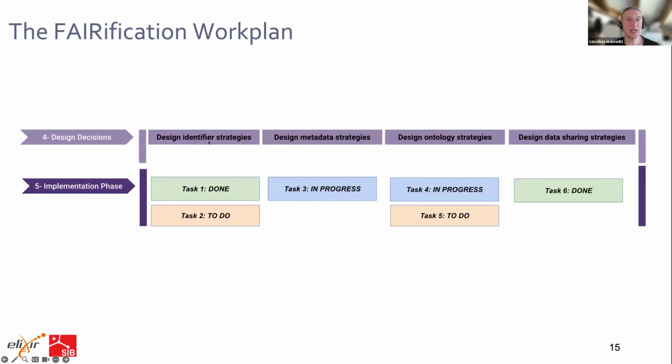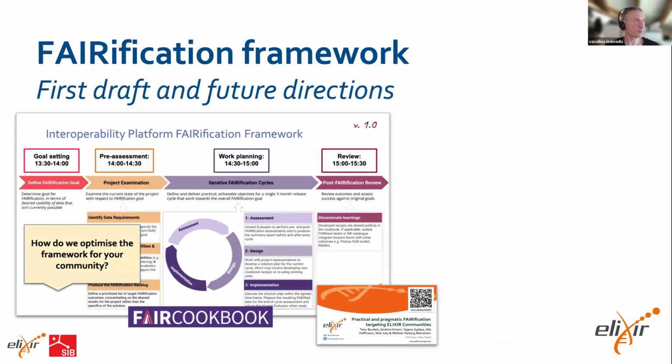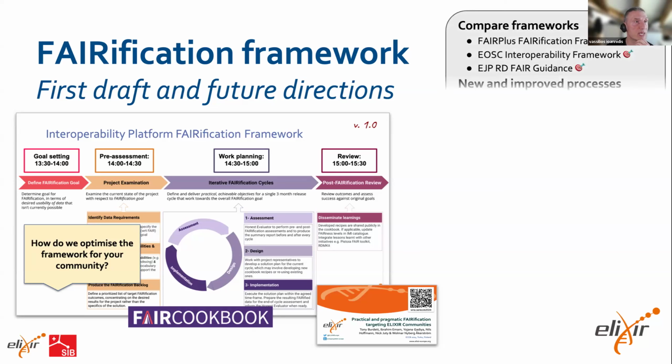Now, this is the verification work plan. As I mentioned at the beginning, it is the design and implementation plan to achieve the goal, according to the project examination in phase 2. So, first draft and future direction. All this work that was done in FAIR+ was actually taken over, at least the framework, by the Elixir interoperability platform. And the aim is really to start working with that, to improve this framework and to apply it in different contexts and to have new or other use cases.